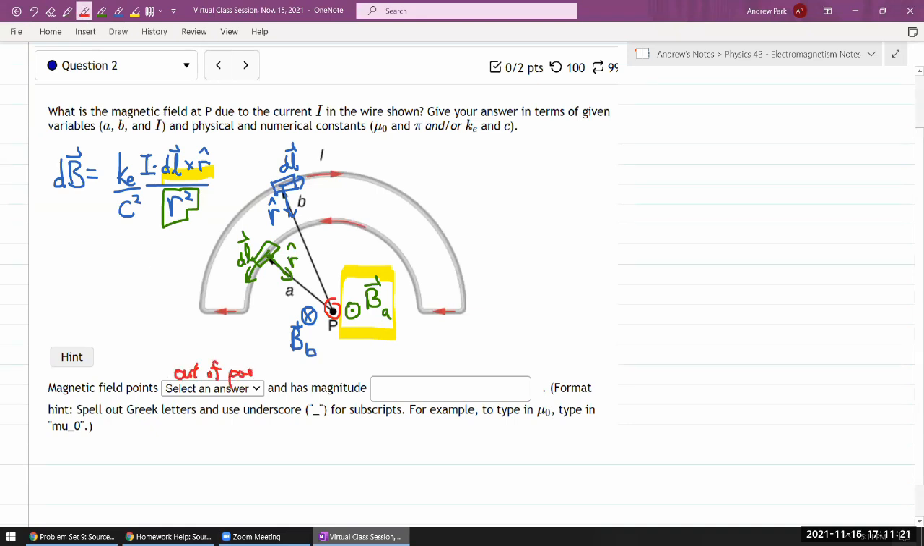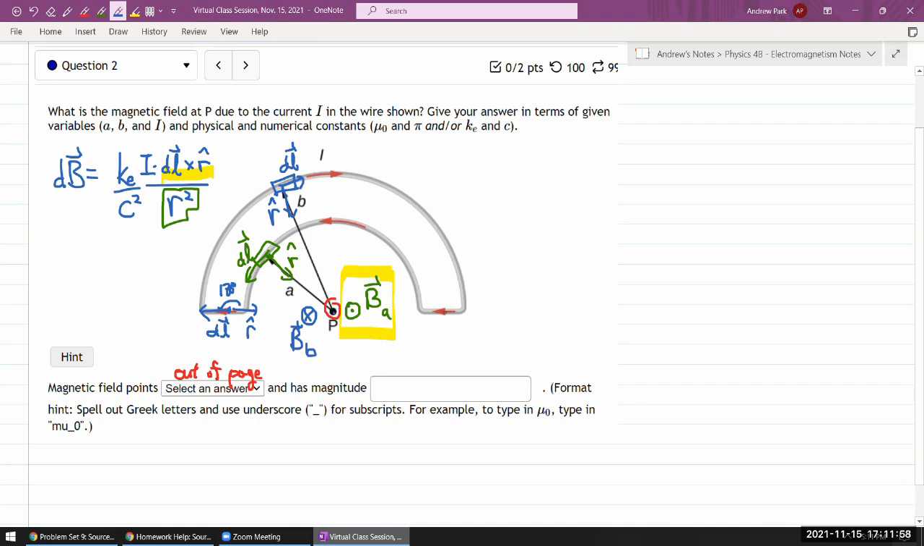Oh, and just so that it doesn't look like I forgot about these two segments, they are interesting in that they contribute no magnetic field at this point. Watch. At this point, this is the direction of dl, and the direction of our r hat points this way. They are anti-parallel. So when you do dl cross r hat, the angle here is 180 degrees. Sine of 180 degrees is 0. So this contributes no magnetic field at this point.